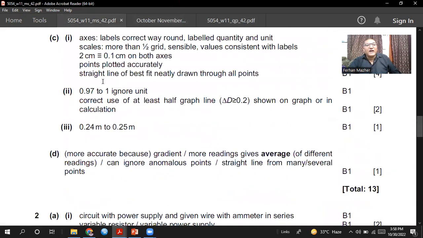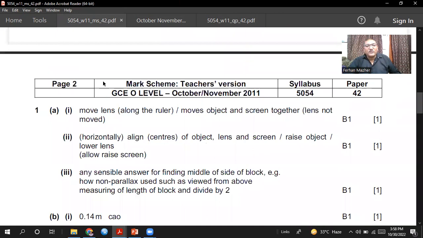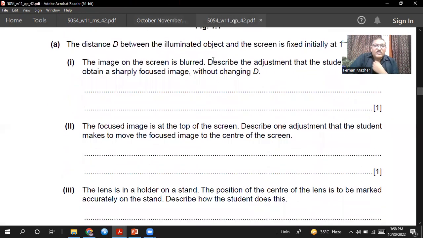Here we have the marking scheme of this paper. The marking scheme is also showing up, question 1A part. You can see I have already checked my answer with the marking scheme. Okay, so the next question is: the focused image is at the top of the screen. Describe an adjustment that the student makes to move the focused image to the center of the screen.